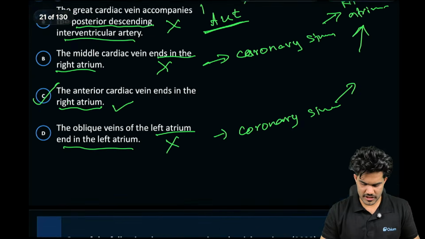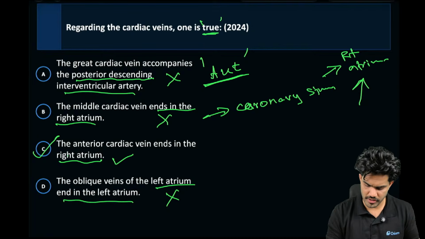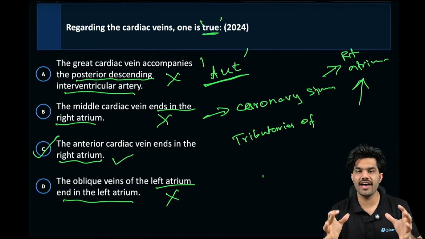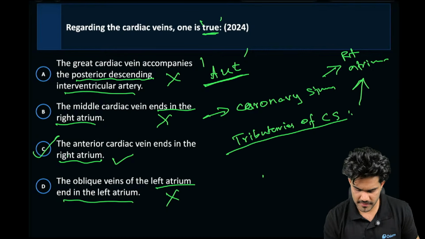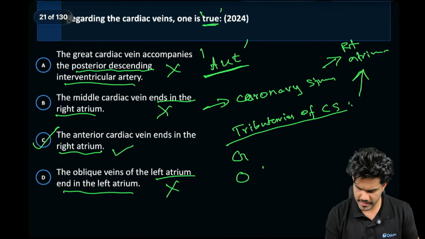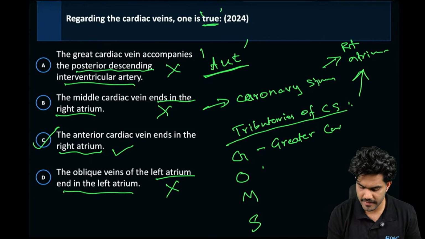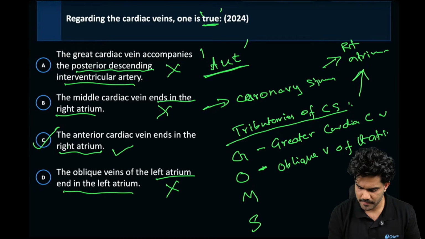Now, let's talk about a small detail: the tributaries of the coronary sinus. What are all the veins that give blood to the coronary sinus? It goes like GOMS. G for greater cardiac vein. O for oblique vein of the left atrium. M for middle cardiac vein.